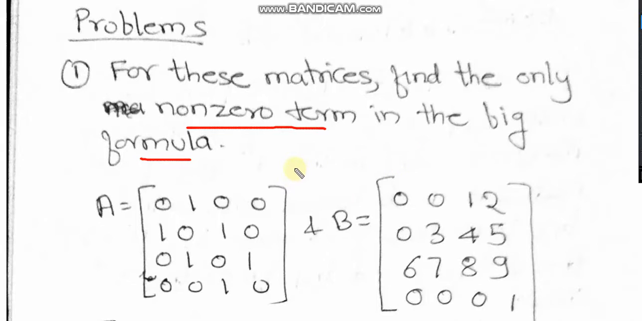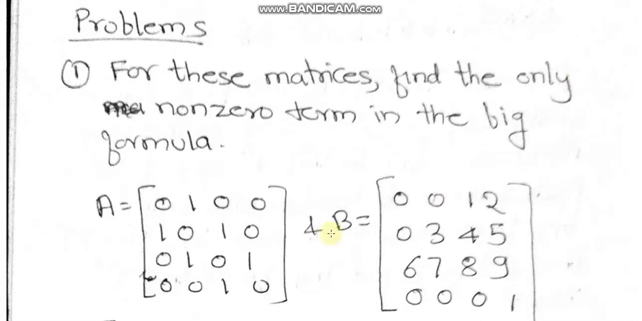This is nothing but the summation of your elements in each row, and they should be covering each of the columns, and multiplied with the permutation. So you have to find out the non-zero terms, using only the non-zero terms that you get here.